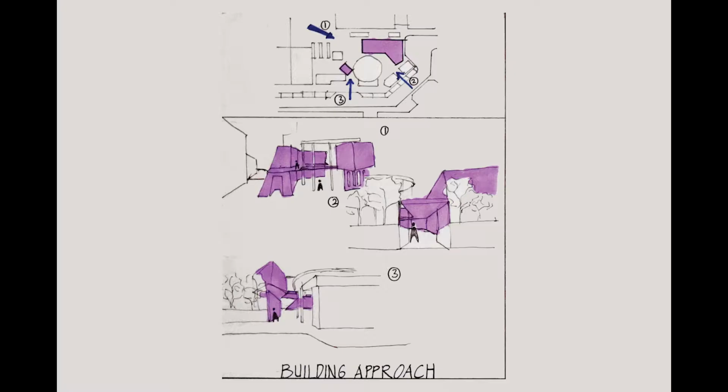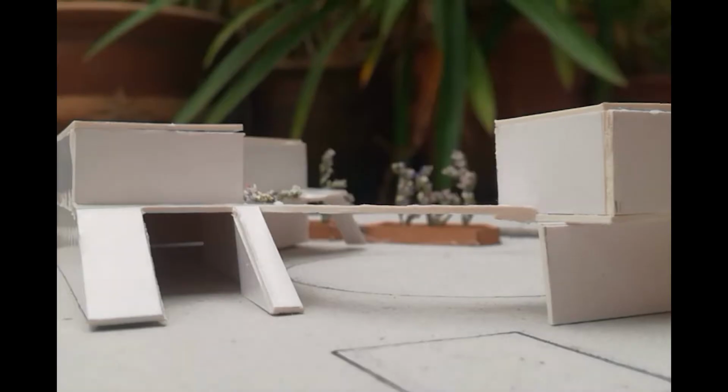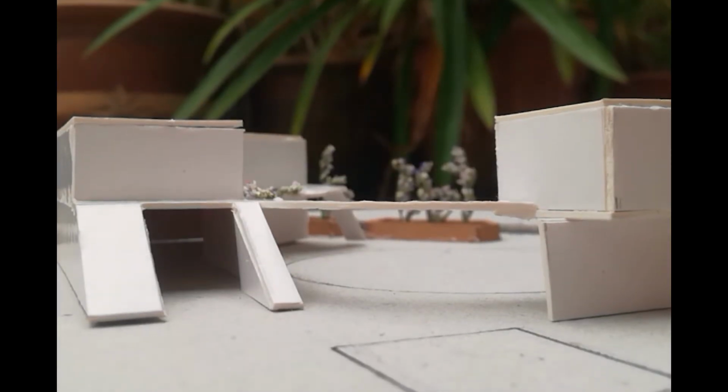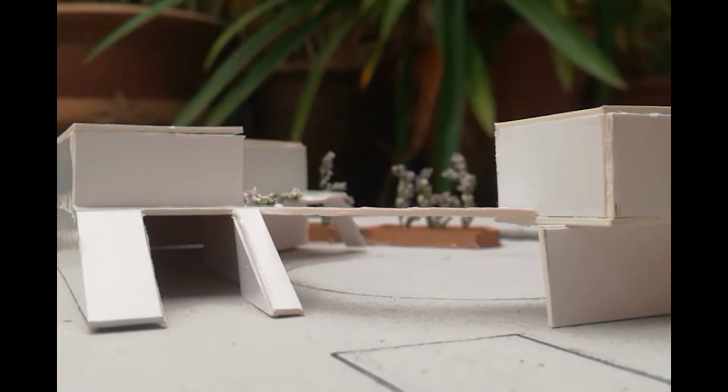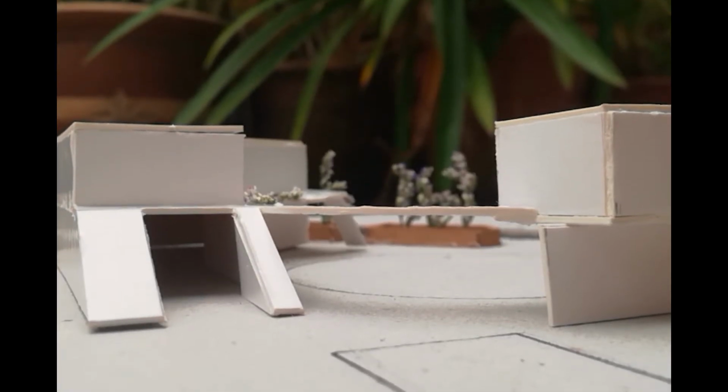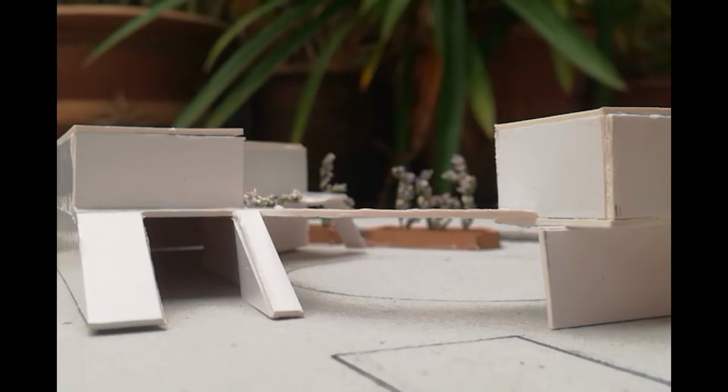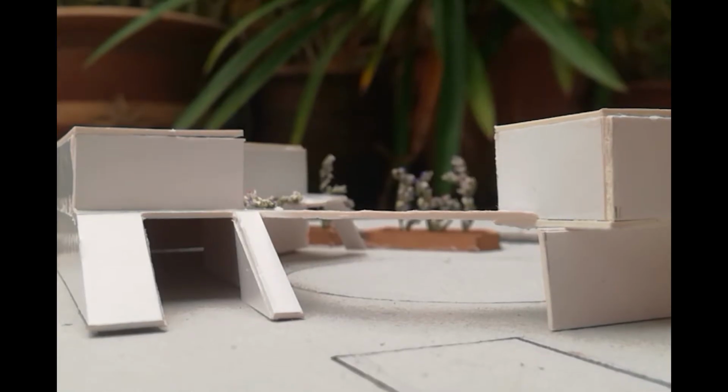Okay, first we're going to start off with the building approach. On our site, there are three building approaches that I think are significant for our design. The first approach is from the mall, where most of the people usually come from. This is one of the most crucial approaches because I want most of the people to come from this side and then they can see the main entrance right away.